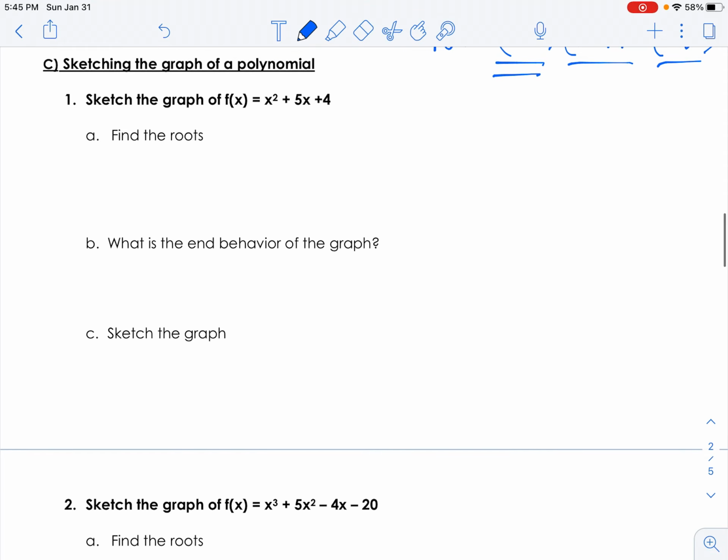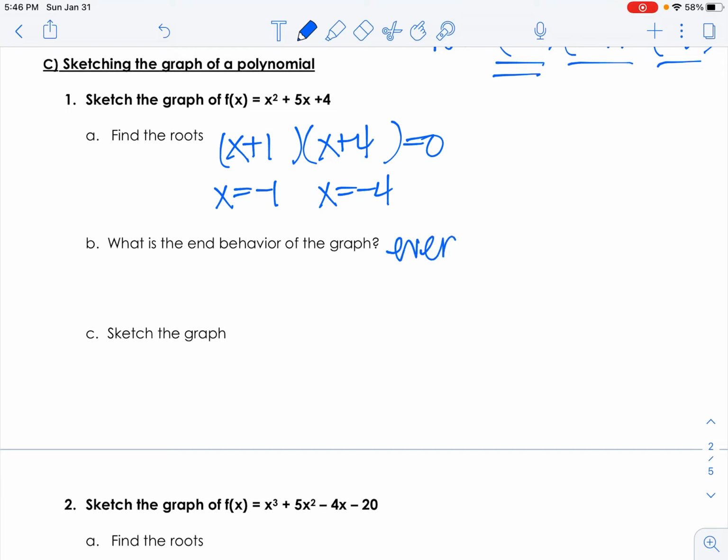Okay, now we're going to do this, but in the other direction. Here I'm given my function, my polynomial. I need to find the roots. Now if I look at this, I can just factor this. x plus 1, x plus 4. So my roots are -1 and -4.